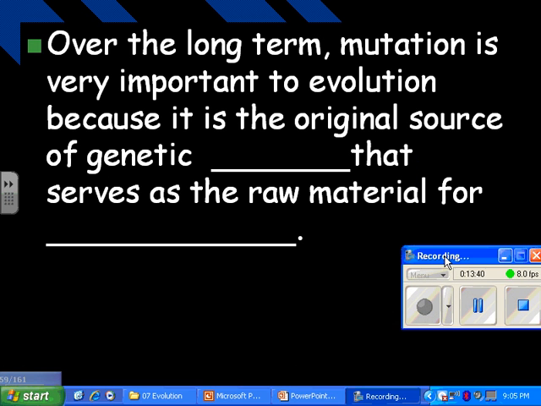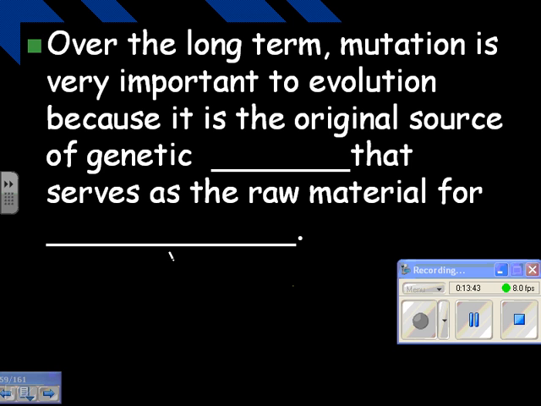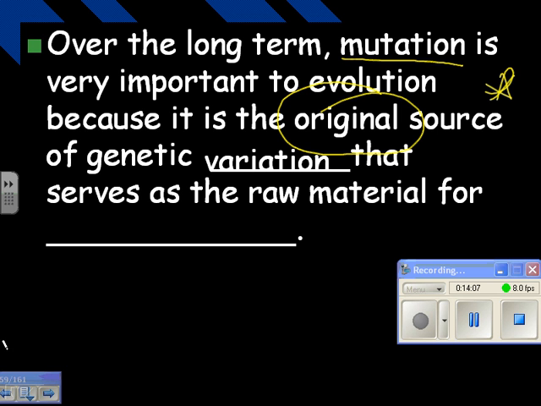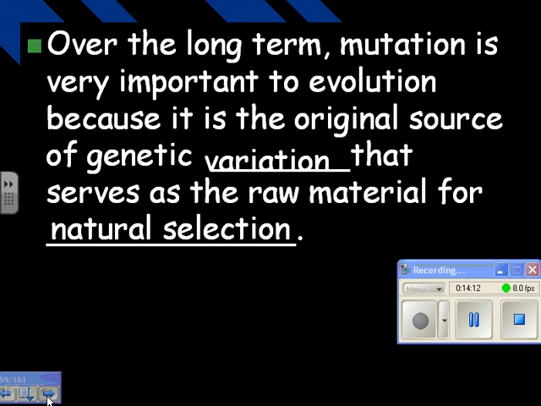Over the long term, mutation is very important to evolution because it's the original source of genetic variation. You got to put about 150 stars here because that's really important. The only way you ever get variation, you get it from having two parents and from having independent assortment and crossing over, all that stuff in meiosis. But the original source of variation is always mutation. And this serves as the raw material for natural selection. If you had no variation in your population, then natural selection couldn't exist.